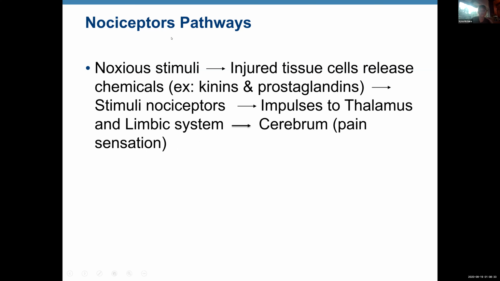This is the pathway for pain. With a noxious stimulus, injured tissue cells release chemicals. When we apply the stimulus, we damage those cells, and they start releasing inflammatory chemicals. Kinins and prostaglandins are examples of those inflammatory chemicals. They stimulate nociceptors, which send signals about pain to the thalamus and limbic system. The limbic system is where you have your emotions. That's how you feel bad, you feel this suffering. The thalamus sends this information to the right part of your brain, and then from the thalamus and limbic system to the cerebrum to allow us the sensation of pain.